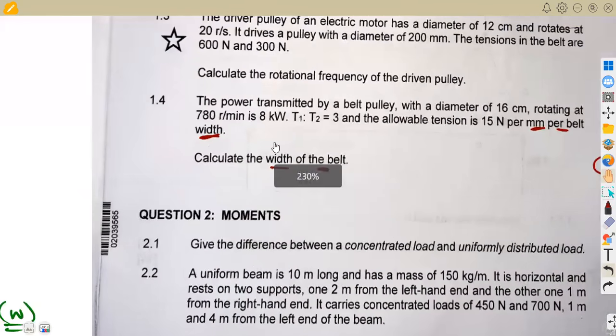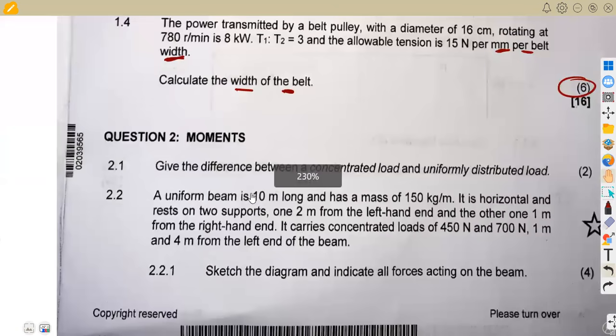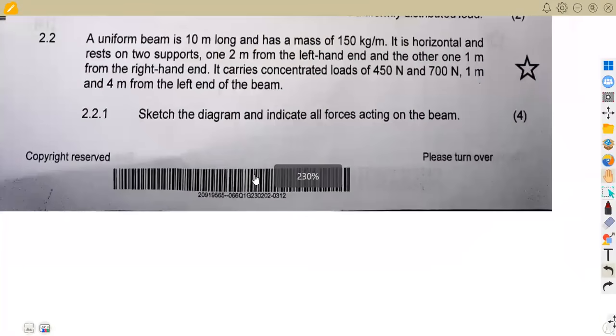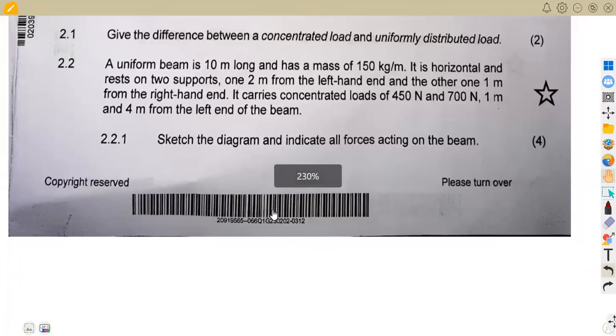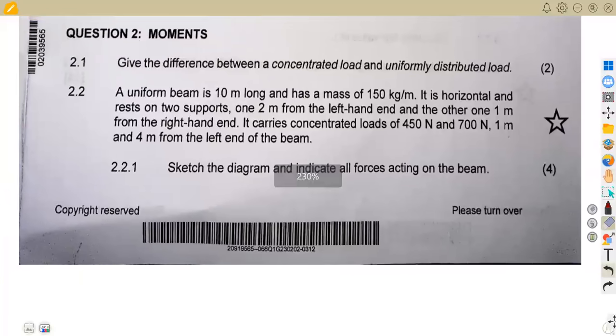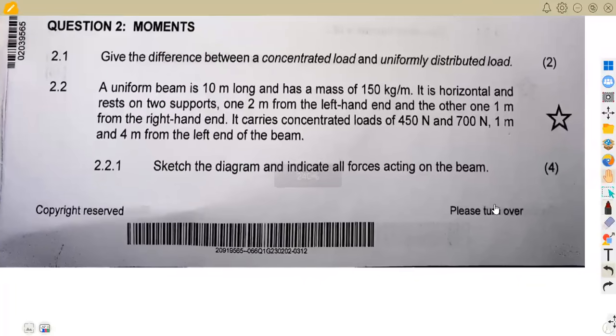All right, so that was it. 16 marks. Question 2 on moments. Let's try to have it. All right, so how are we going to attempt this question here?